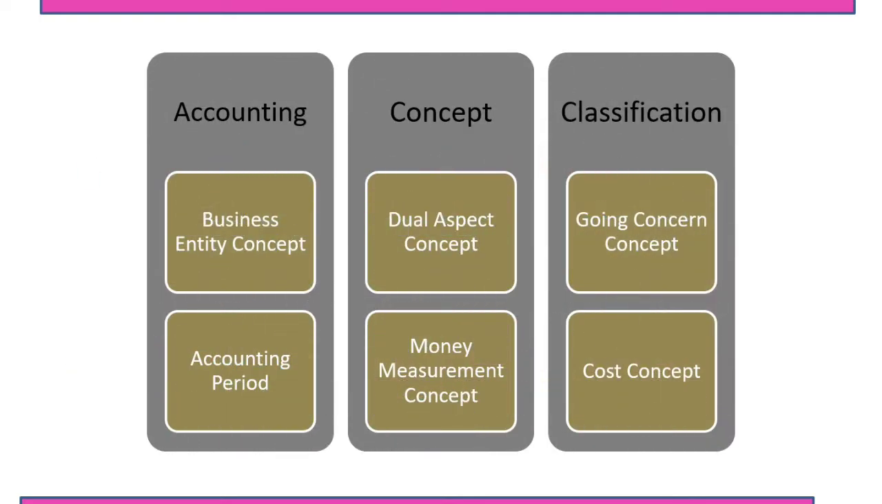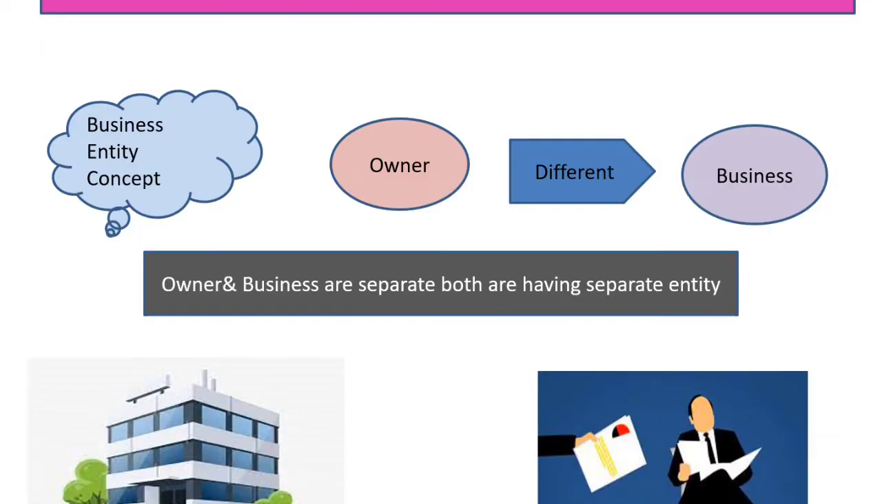Accounting concepts are classified into 6 types, and they are the basic principles of accounting. The first one is business entity concept, the second one is dual aspect concept, the third one is going concern concept, the fourth one is accounting period concept, the fifth one is money measurement concept, and the sixth one is cost concept. Now we are going to discuss the first one, business entity concept.